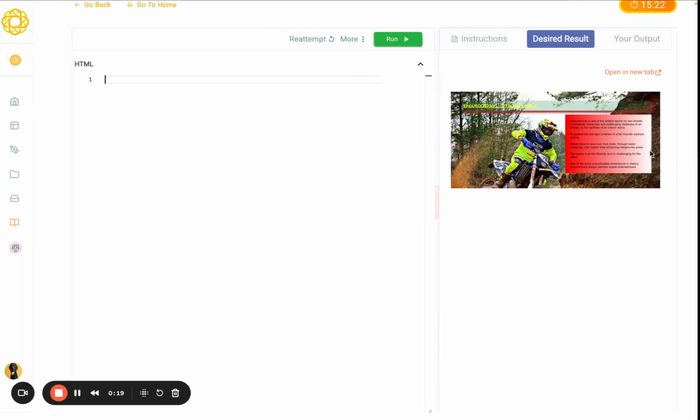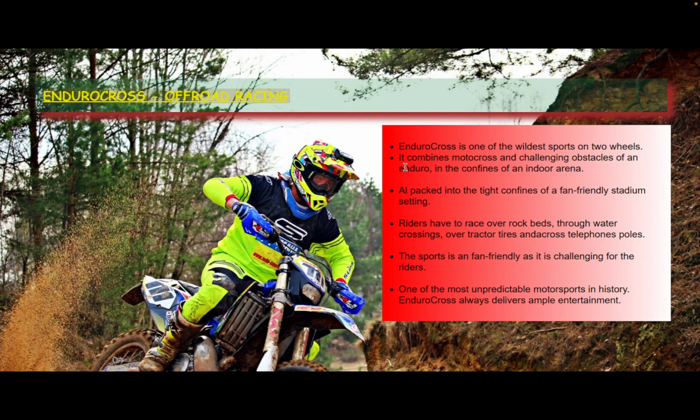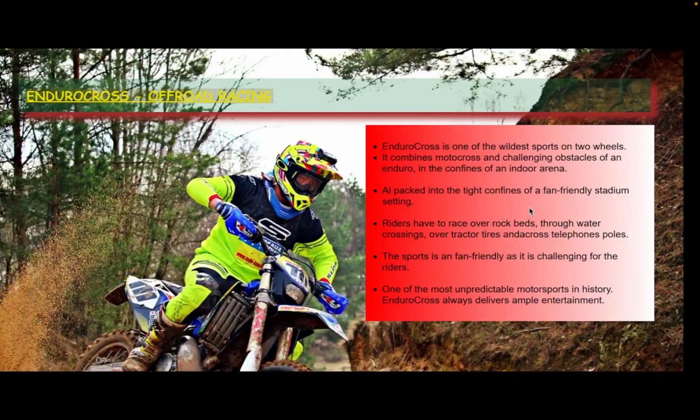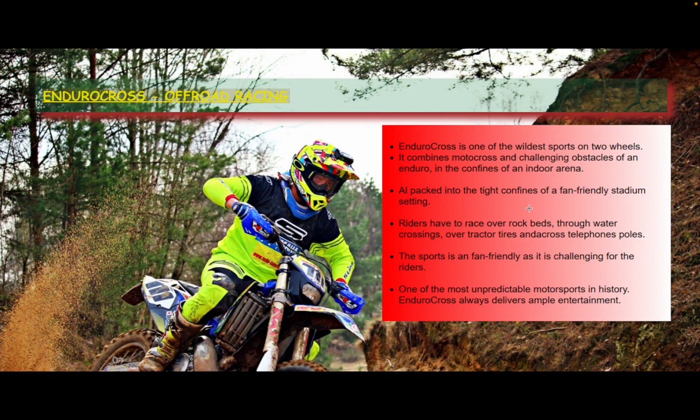So I've already opened up the full desired result in a new tab like this. If you don't know how to do that, just click on open in a new tab. It will open up and it will come over here once you click on download. So basically what I'll be teaching you guys how to do is to get this red boxy area, you see this, and making this box over here.